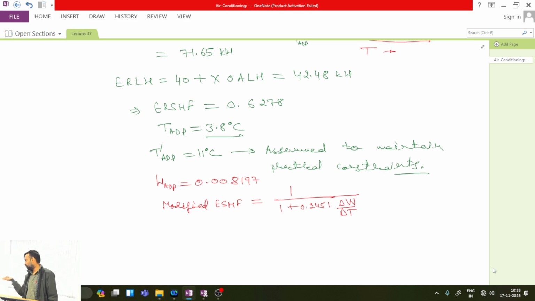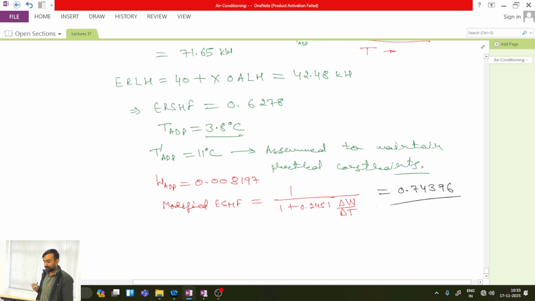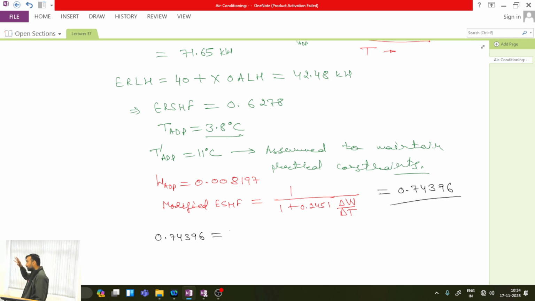You can easily calculate now. You have drawn the line, delta W by delta T. So its value comes out to be 0.74396. Clear? Now, this modified value is something which I have arbitrarily set, because I assumed the value 11. I have not calculated it based on the actual ratio of effective sensible heat and effective latent heat. Is this point clear or not?